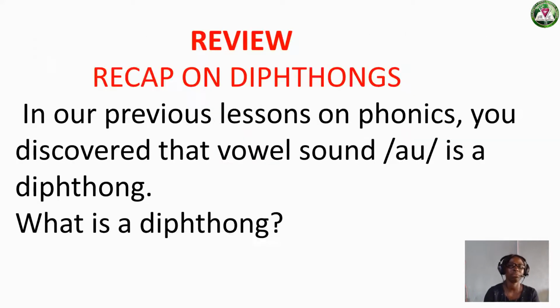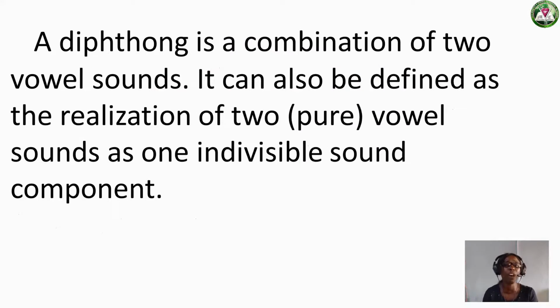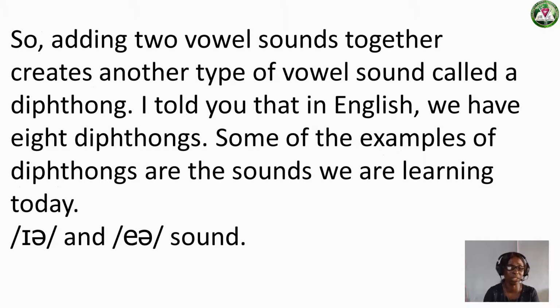Now, if I may ask, this air and the ear sound, these two sounds, we call them diphthongs. Remember in our previous lessons on phonics, I taught you about a vowel sound, that is A-U, and I told you that it's a diphthong. In our last lesson, we defined a diphthong as a combination of two vowel sounds. It can also be defined as the realization of two pure vowel sounds as one indivisible sound component. So the two sounds we are treating today, ear and air sound, we call them what? Diphthongs.